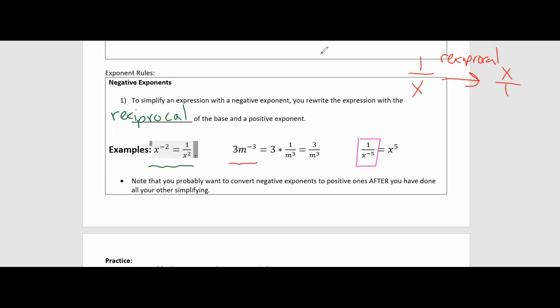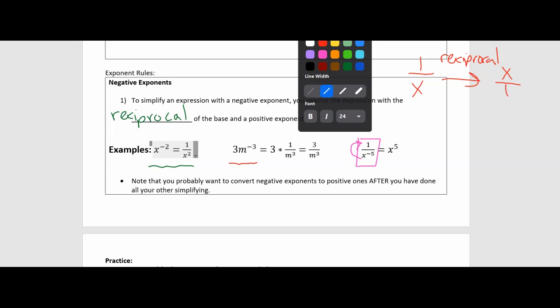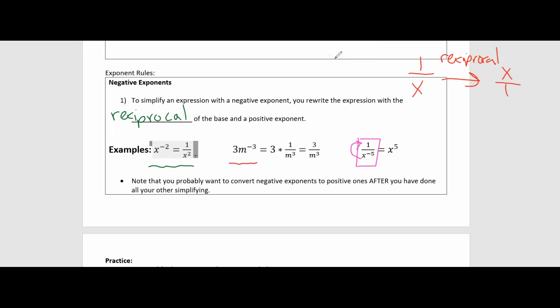Our exponent's negative, but our variable, or it could be a number as well, that's in the denominator. So to make my exponent positive, I need to move the base to the numerator, and then I can make the exponent positive. It's going to be the opposite, right, when it starts off in the numerator.